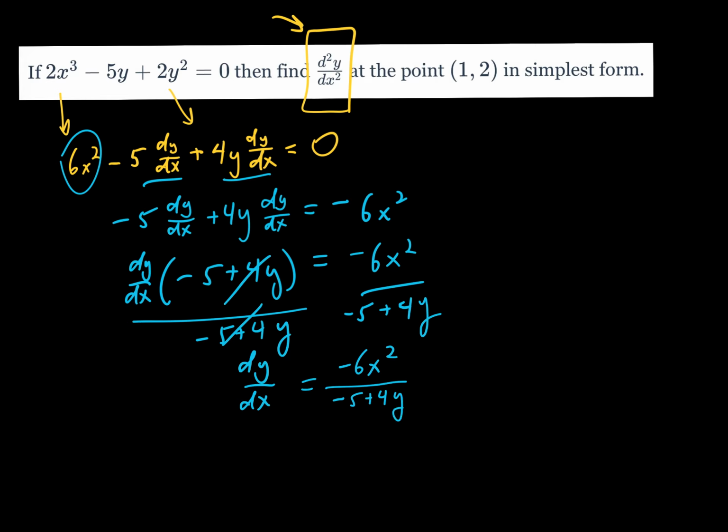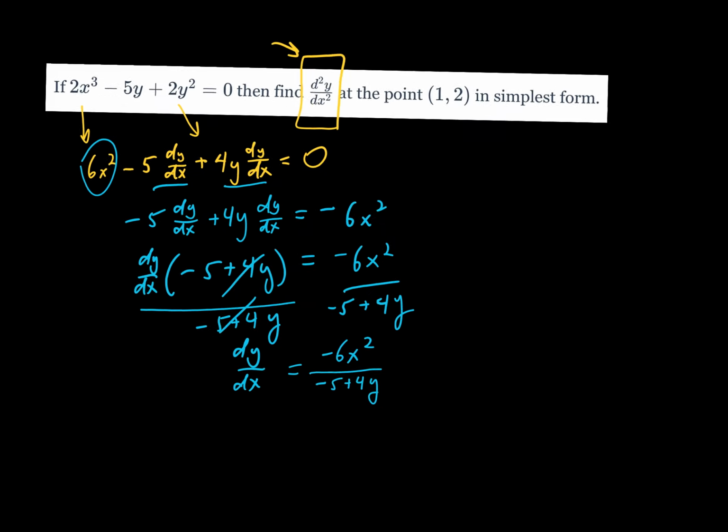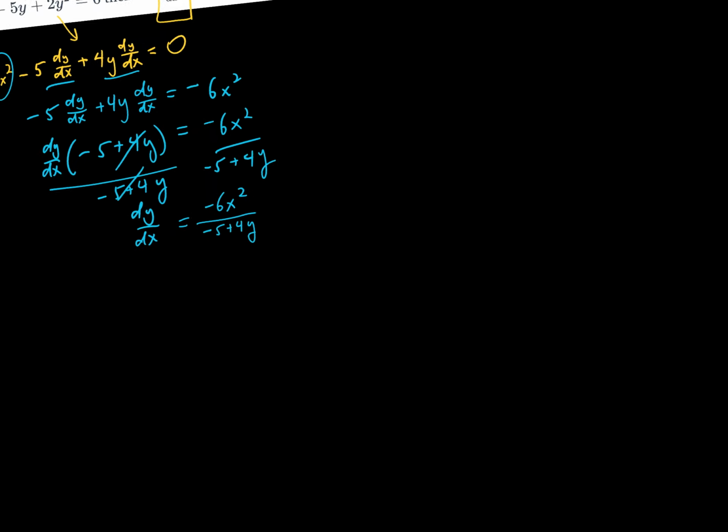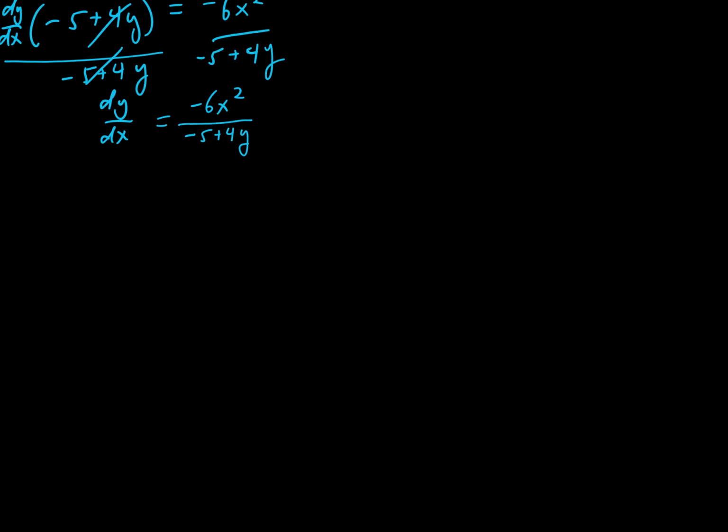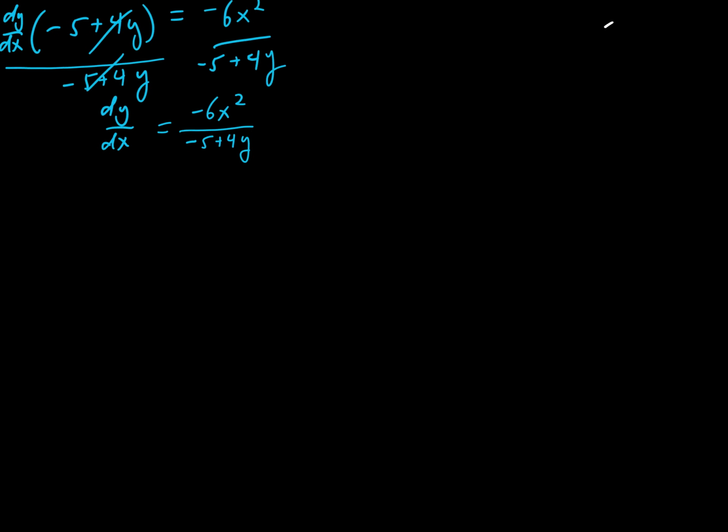Okay, let's move on now to the second derivative. So here's our first derivative. Well, we need to know what that point is, right? 1, 2. So I'm going to write that down over here in white. We have evaluated at 1, 2. So now we're on to our second derivative, the second derivative of y with respect to x.